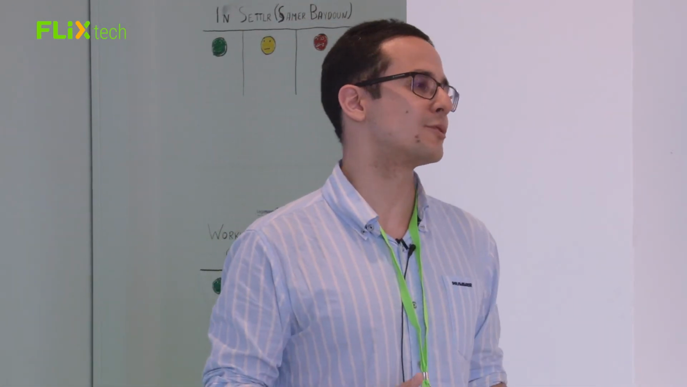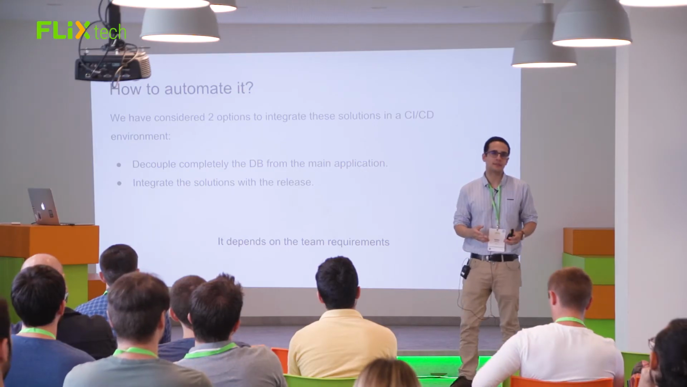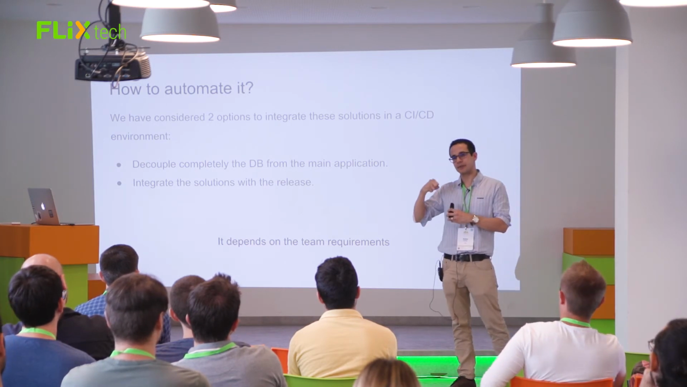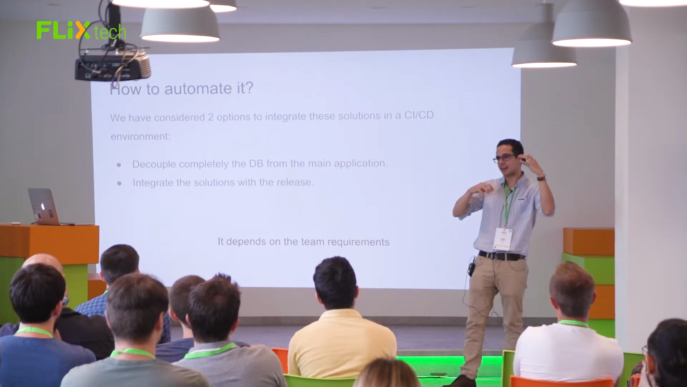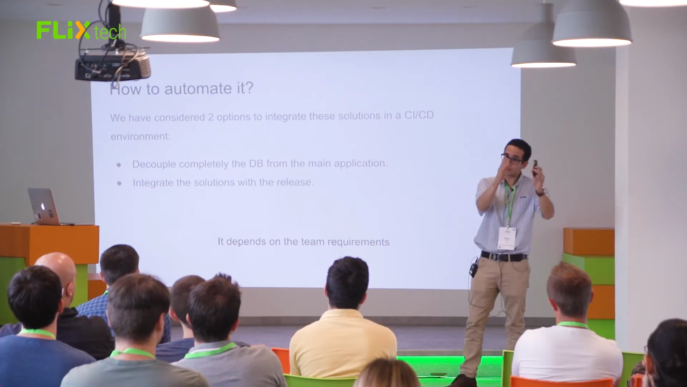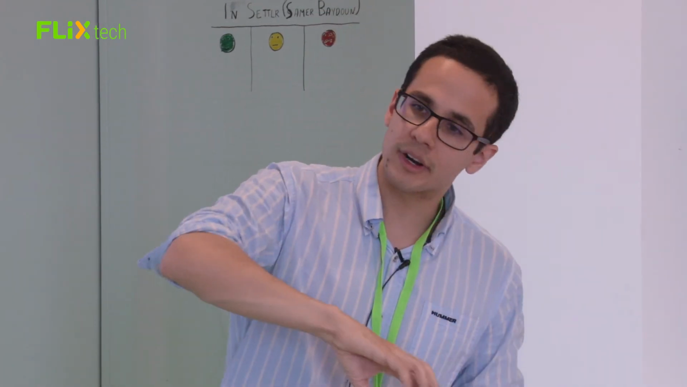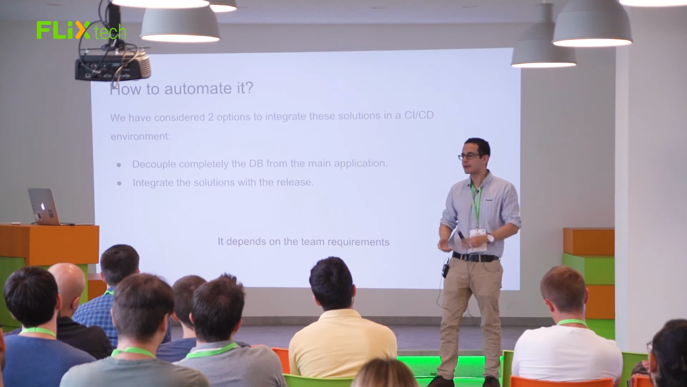Then you have to automate it. Basically, we considered two options. One of them is decoupling completely the database from the application. Have your own repository for your database and all the migrations there, and make a CI/CD pipeline. So every time you want to push a new version of the database, you trigger a CI/CD pipeline, and this is done automatically. It goes to production and makes the changes there.